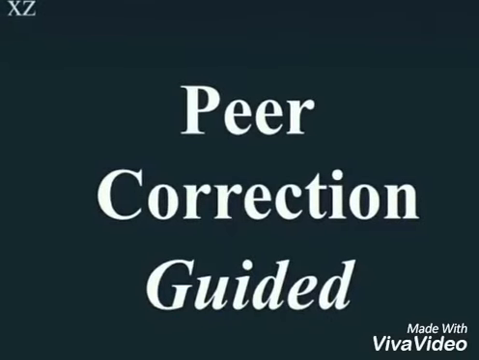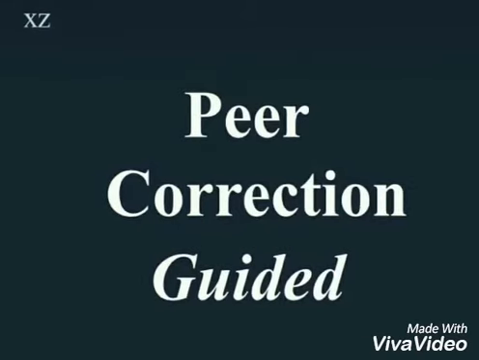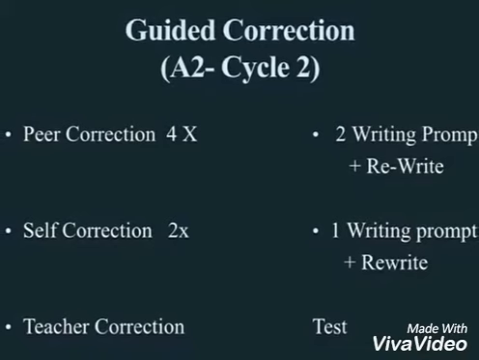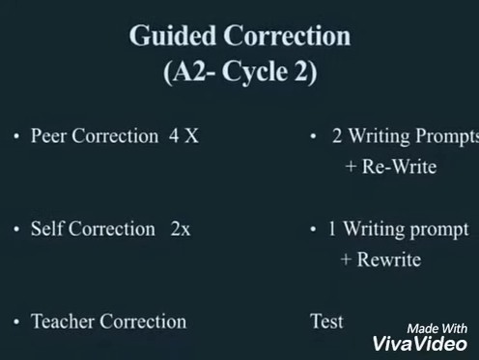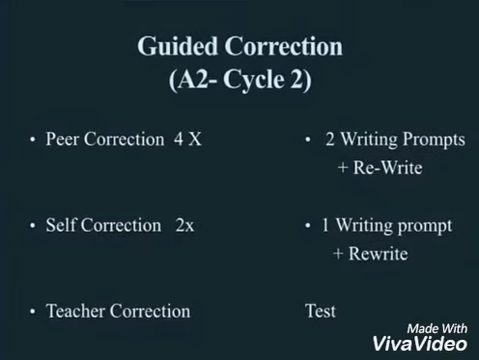Here is how you can help your students correct their friends' writing following your guidance. If you are working with beginning writers who are at the A2 level or in the upper elementary classes, the best way is to start with peer correction.